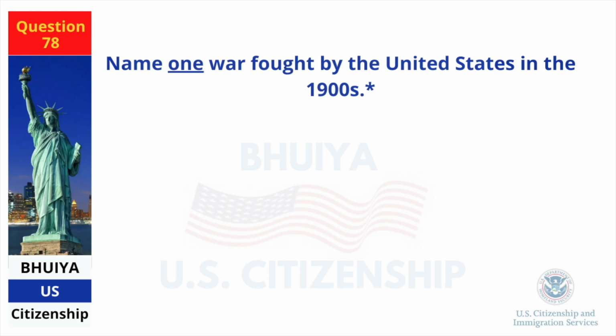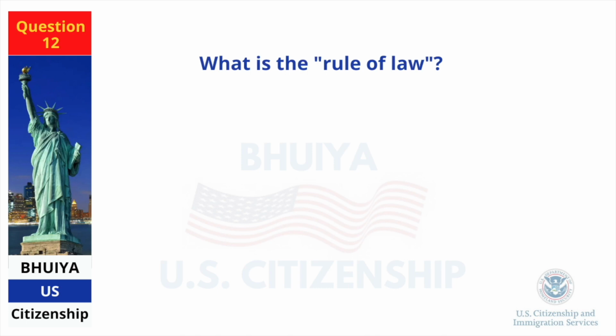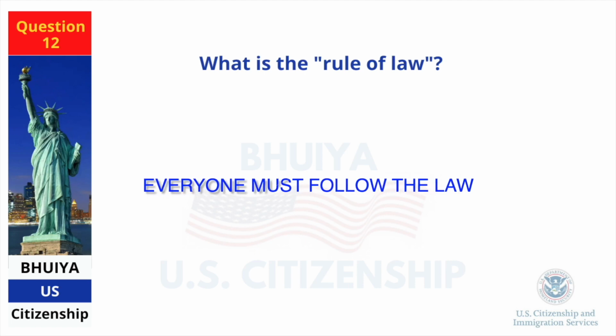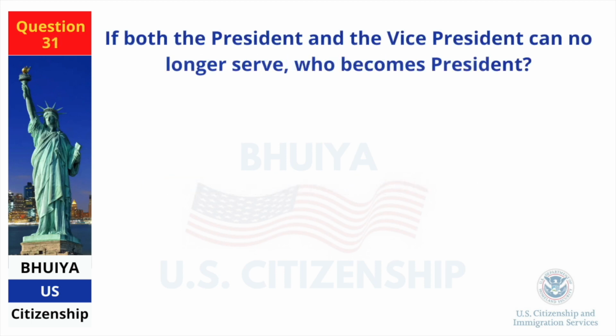Name one war fought by the United States in the 1900s. World War I. What is the rule of law? Everyone must follow the law. If both the president and the vice president can no longer serve, who becomes president? The Speaker of the House.